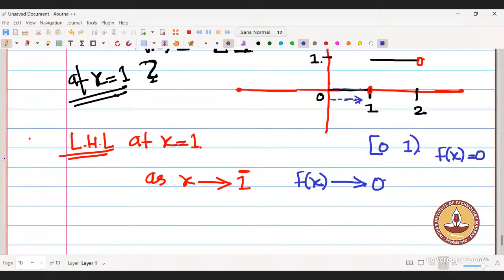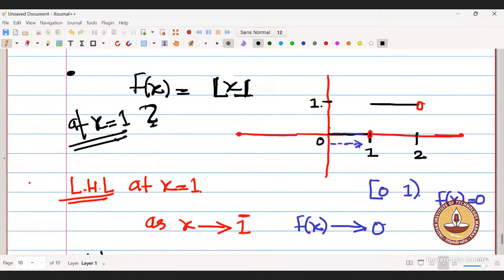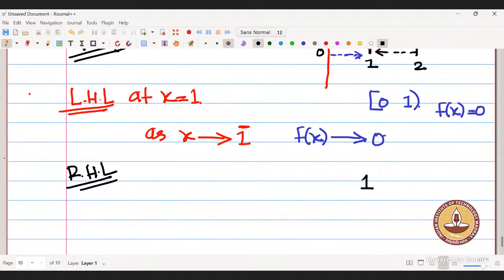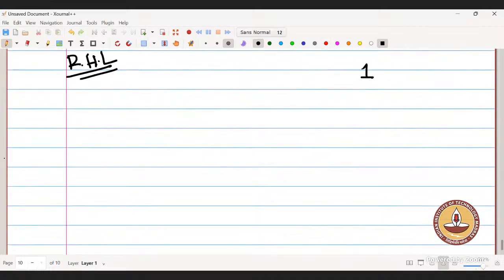What about the right hand limit? It will be 1. Right hand limit is 1. By the same logic, when you are coming closer and closer to 1 from the right hand side, basically you are here, and the value is 1. So here both the left hand limit and right hand limit exist, but they are not equal. So the limit doesn't exist.